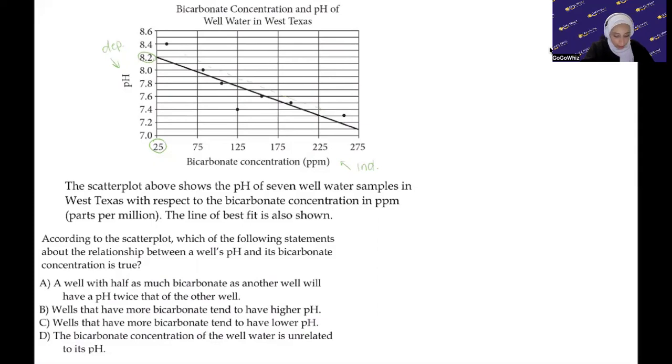According to the scatter plot, which of the following statements about the relationship between a well's pH and its bicarbonate concentration is true? Remember how we said the bicarbonate concentration is our independent variable and the pH is dependent. So pH will depend on whatever the bicarbonate concentration is. Based on that, I want you to pause the video, look at our options, and try to guess what it could be.